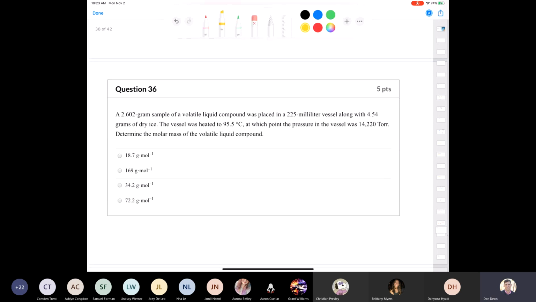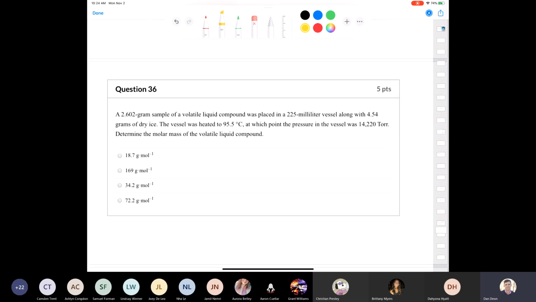You have a 2.602 gram sample of a volatile liquid, and you put it in a container that's 225 milliliters, along with 4.54 grams of dry ice. The vessel is heated to 95.5 degrees Celsius, at which point the pressure in the vessel was 14,220 torr. Determine the molar mass of the volatile liquid compound.